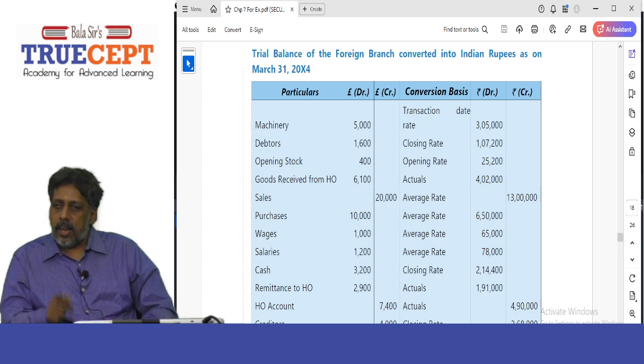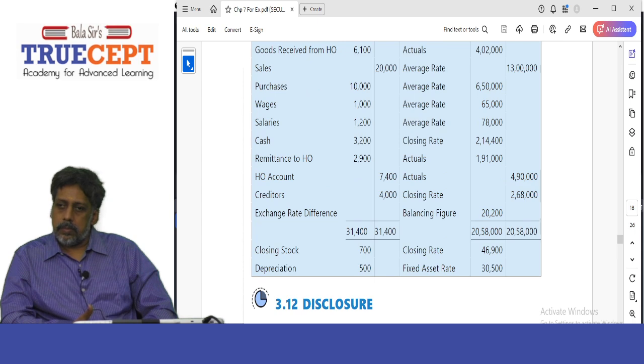Which is 6,50,000. Next, wages paid 1,000 pounds at the average rate, 65,000. Next, salaries 1,200 at the average rate, 78,000 rupees. Cash 3,200 at the closing rate, 2,14,400. Remittances to head office 2,900 pounds at actuals, 1,91,000. Please remember the remittance will be at the actuals, as the rupee value is given in the question. Next, HO account 7,400 pounds at actuals, 4,90,000 rupees. Is that fine?